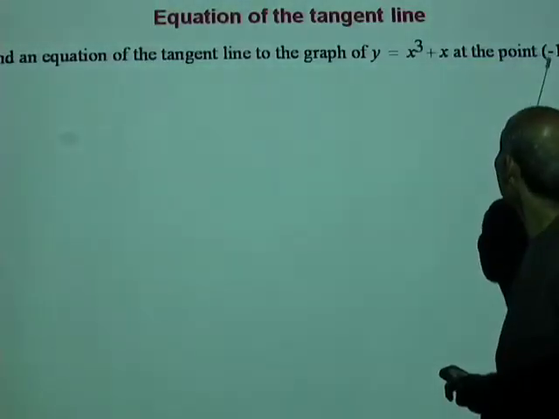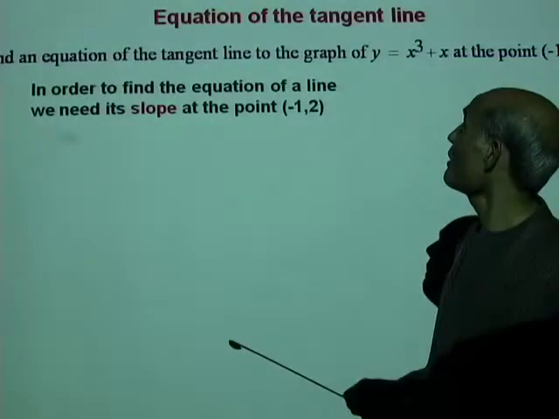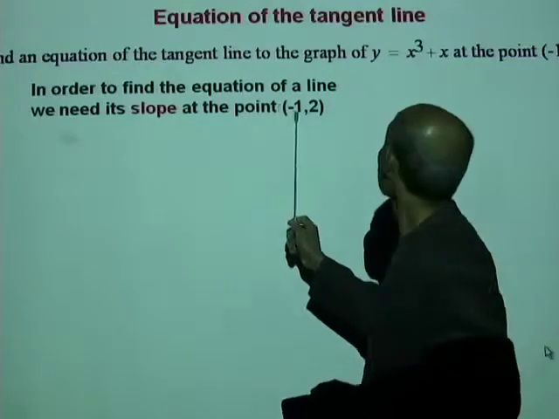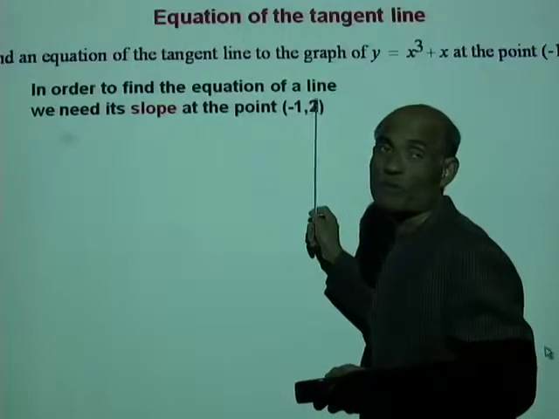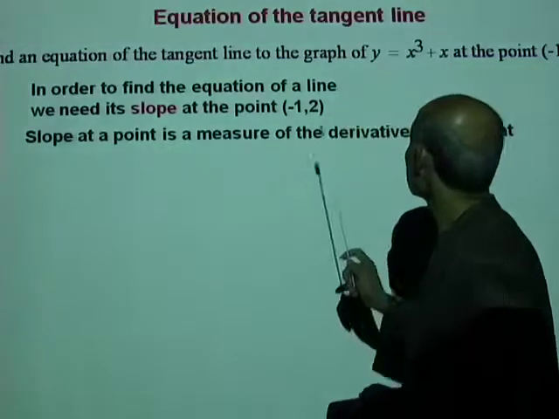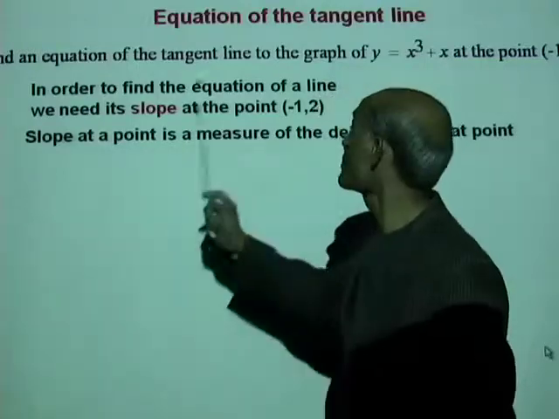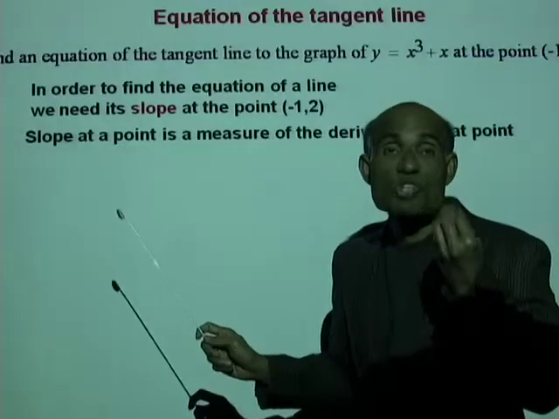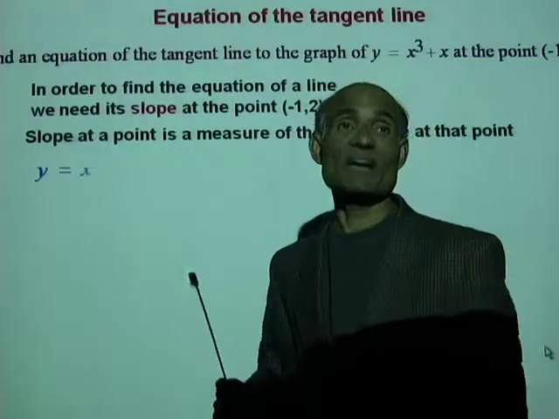So we find the derivative of this, and we need to find the derivative at that particular x value. What is the x value? x equal to negative 1. That's right. So in order to find the equation of a line, we need its slope and the point. The point is given to us. It is actually -1, -2. Now, the slope at a point is a measure of the derivative of the function at that point. So we will find the derivative of this function at x equal to -1, and that will be the slope value. And then we will use the point to write the equation of that line.